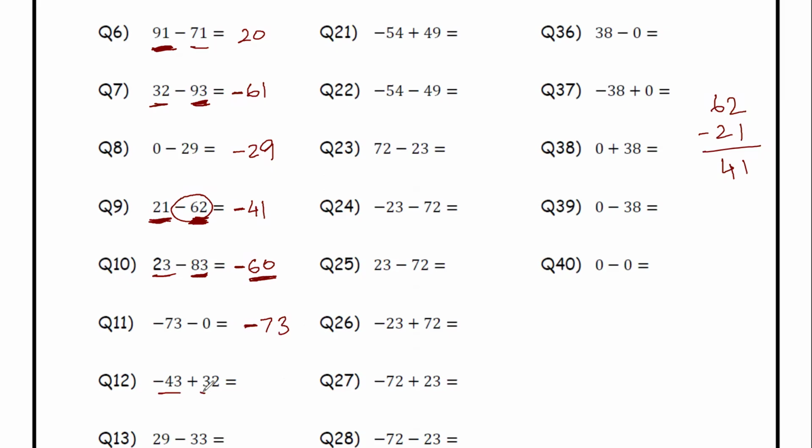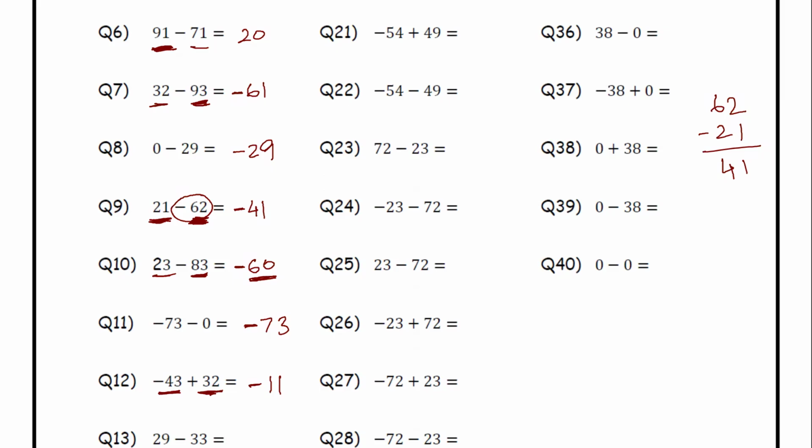Between negative 43 and 32, because one is positive and one is negative, we take the difference, and the difference is 11. We ask ourselves which one is the bigger number between 43 and 32. 43 is the bigger number, therefore the result will be negative because 43 has a negative sign.